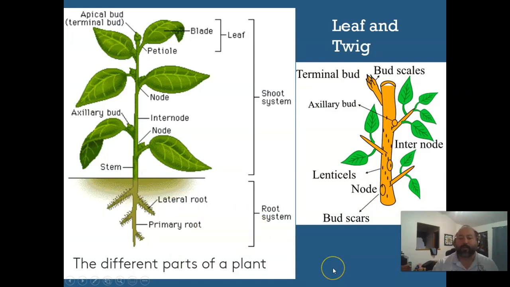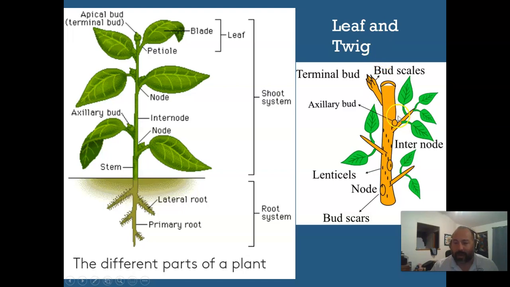In terms of different parts of the plant, in terms of the leaf and the twig, we talked about those lenticels before. So here's an example of some lenticels that we can see on the twig. In terms of buds, we talked about the idea of this tree growing, and so what you'll have is a terminal bud at the end here, and that's the one where the twig will extend on and grow from.